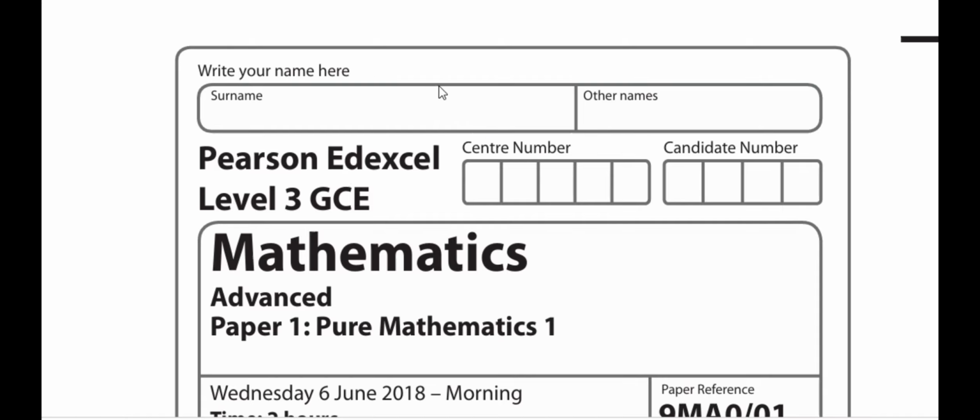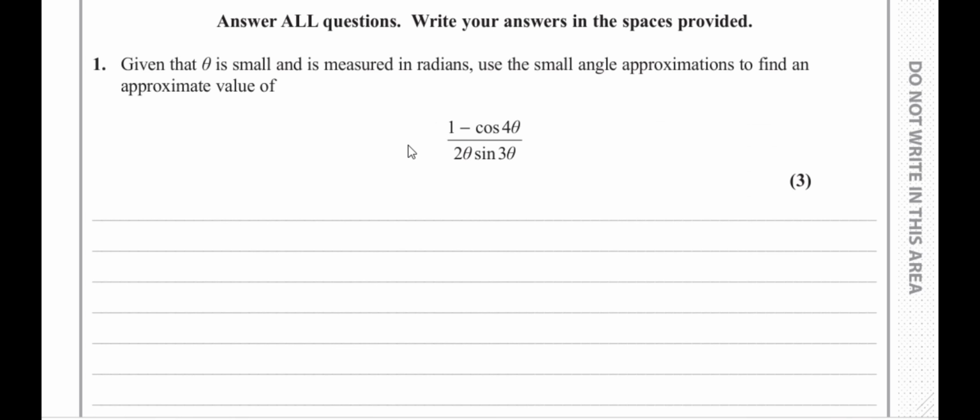This is a paper carrying 100 marks and is of length 2 hours. So we will attempt to finish it within the time allotted. Okay, let's jump to the first question.